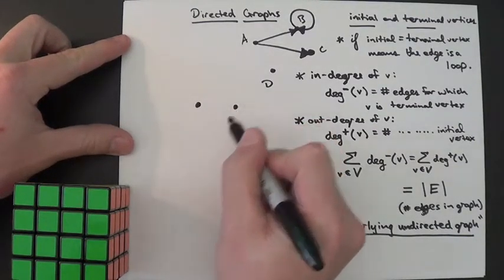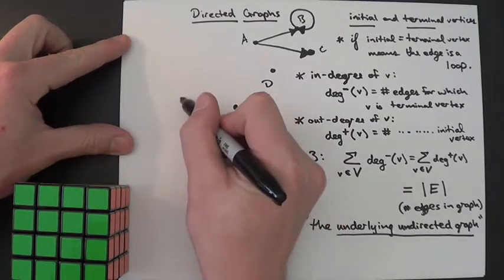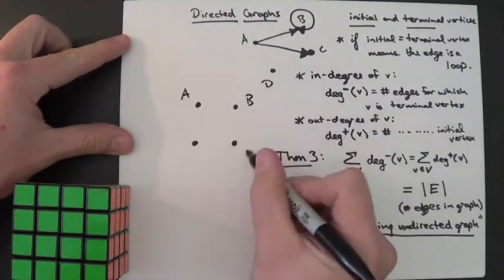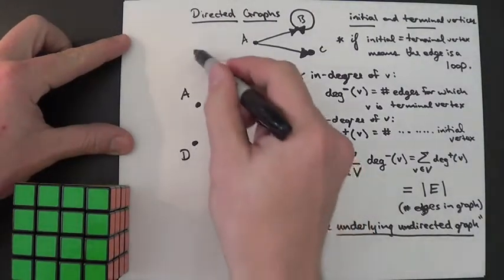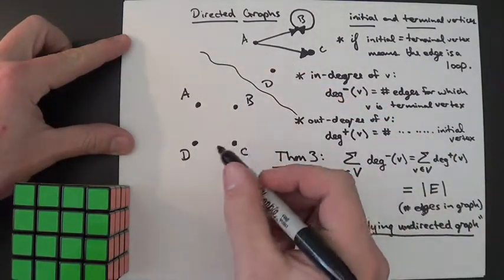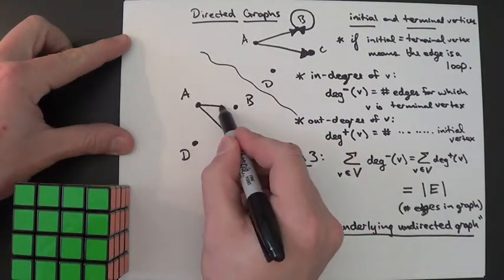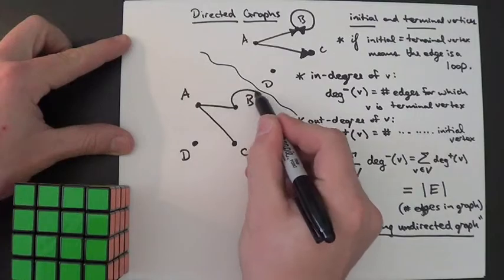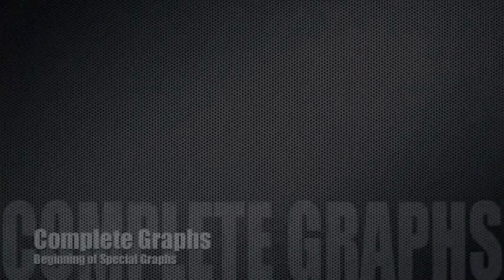Quick note, as for the underlying undirected graph, remember that all that matters with these graphs is the relationship, not the exact placing of each of these vertices. So in this case, the underlying undirected graph, again, just taking away each of those arrows, would look like this.